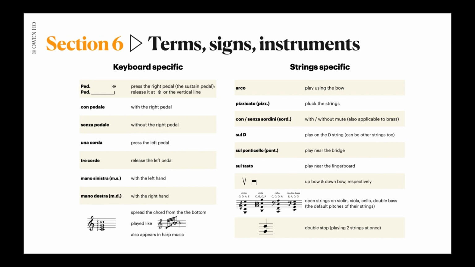The third table divides into 2 sections. The first one on the left is specific to keyboard instruments such as the piano, and you'll see terms related to keyboard technique such as the use of pedal. On the right side, we have terms specific to strings such as the violin, and you'll see terms like arco, which means playing with the bow, or pizzicato, which means plucking the strings with your finger.